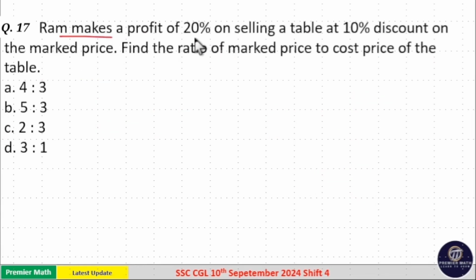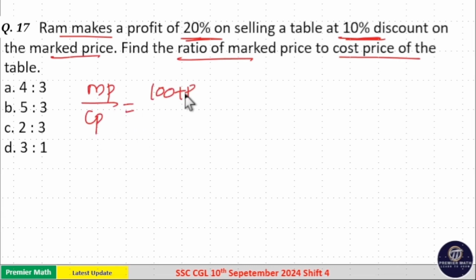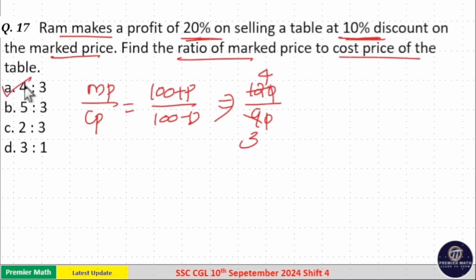Ram makes a profit of 20% on selling a table at 10% discount on market price. Find the ratio of market price to cost price of the table. Here market price and cost price ratio is equal to 100 plus profit divided by 100 minus discount. Here this is equal to 100 plus 20, 120, 100 minus 10, 90. 0 cancel, 3 goes 3 times in 9, 3 goes 4 times in 12. So 4 is to 3, option A is your answer. Here to remember this formula, when someone gives you discount, to find the cost price, you have to subtract the discount from 100. So always remember that.